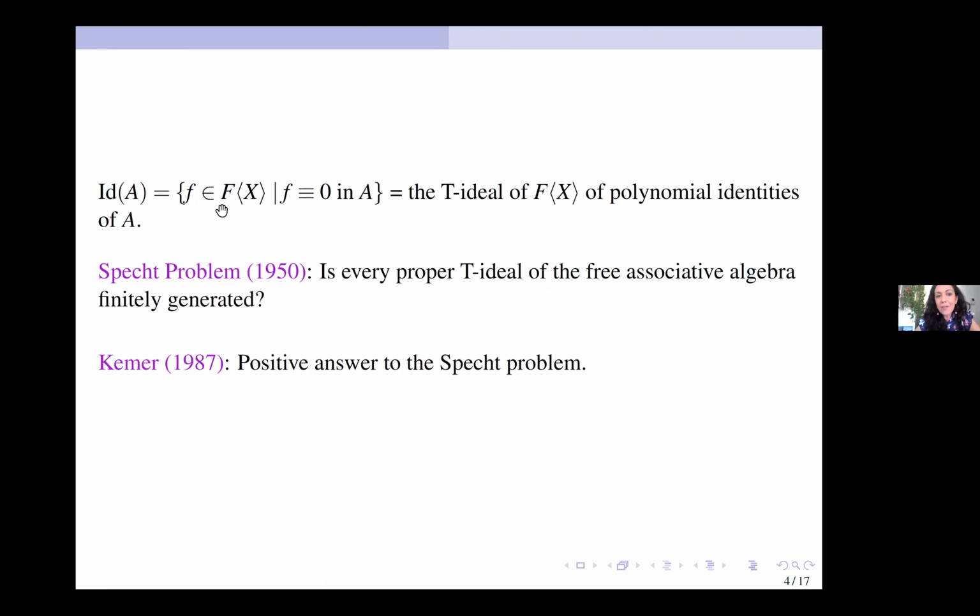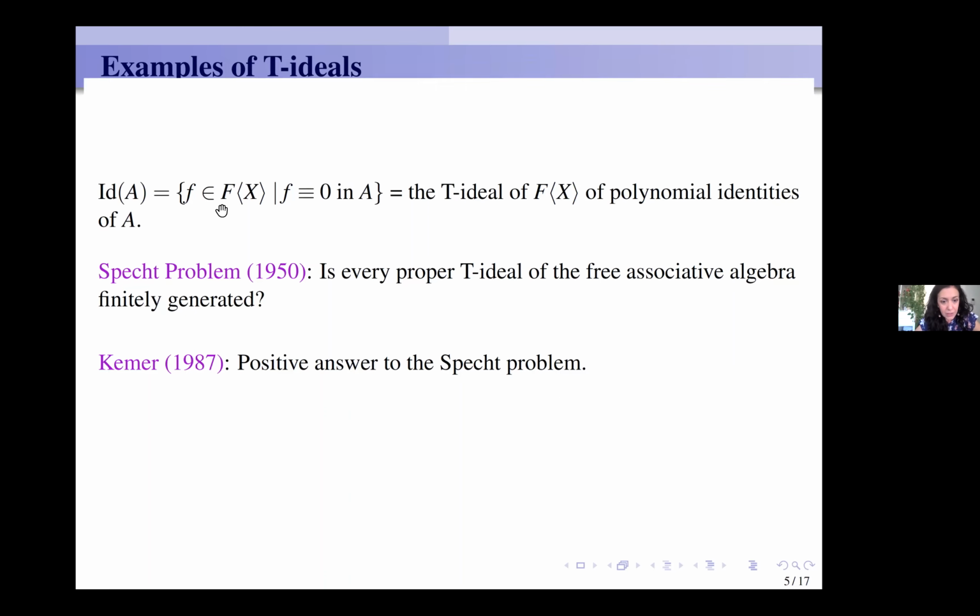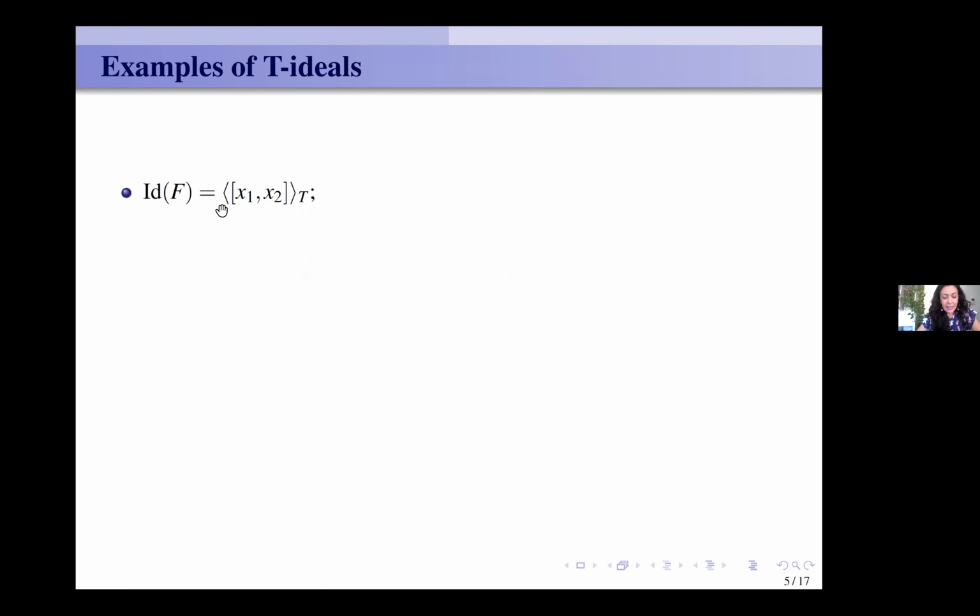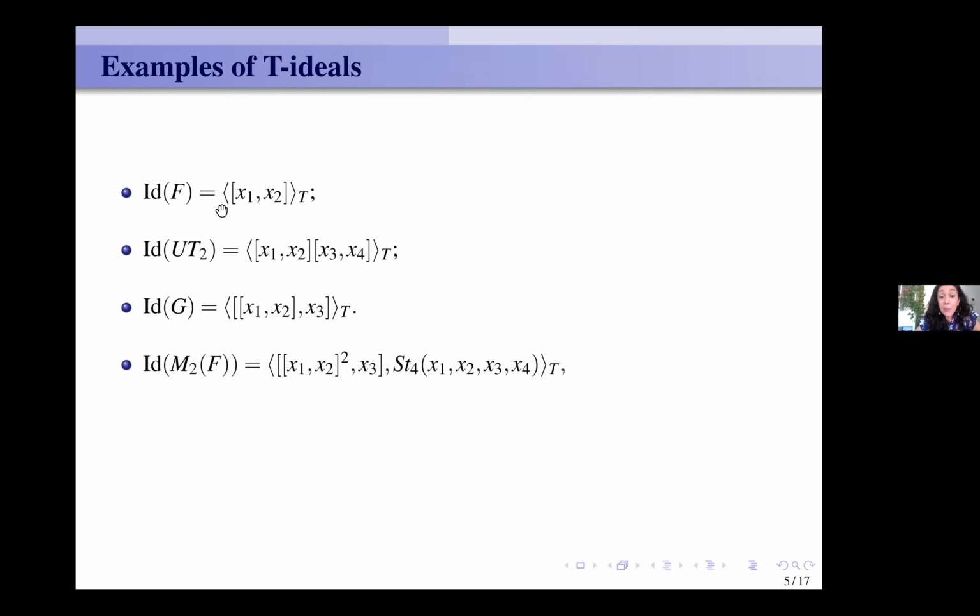For F, the T-ideal is generated by a commutator of length 2. For UT2, the T-ideal is generated by the product of two commutators. For the Grassmann algebra, the T-ideal is generated by a commutator of length 3. And for M2F, the T-ideal is generated by the Wagner-Hall identity and by the standard polynomial of degree 4, which is defined in this way. Now the standard polynomial of degree 2k is a polynomial identity for the k by k matrices.